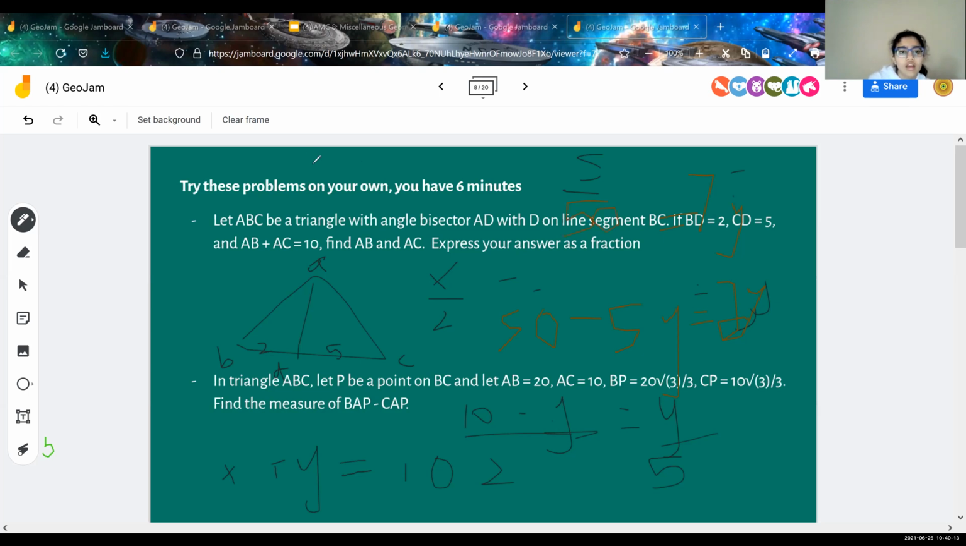And 50 over 7 will therefore be AC, because y was what we set for AC. So 50 over 7 is AC. And since we know that they add together, so 50 over 7 and x, or AB, add together to be 10, we get 20 over 7 is equal to AB. So that means that our answers are 20 over 7 for AB and 50 over 7 for AC. Does that make sense?